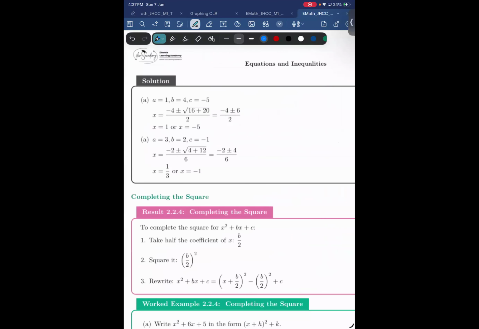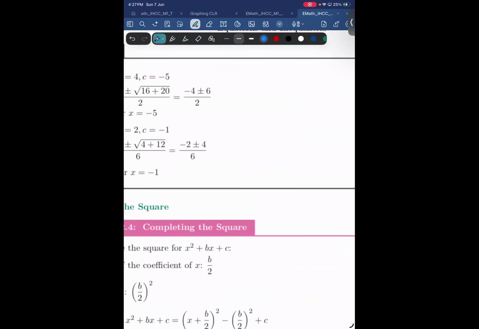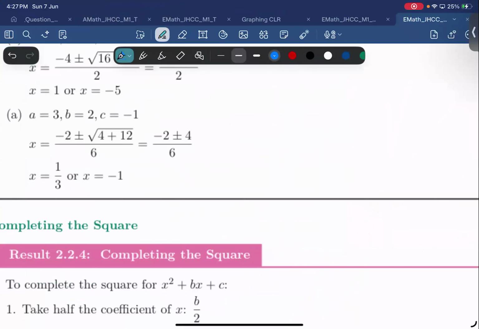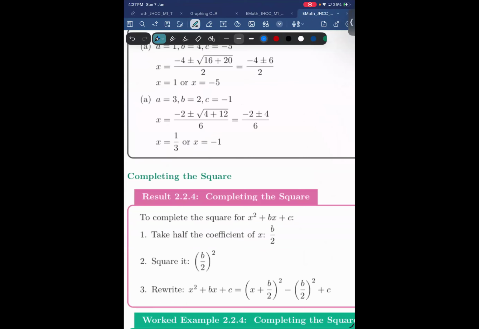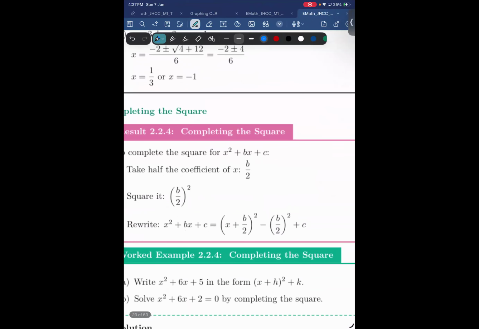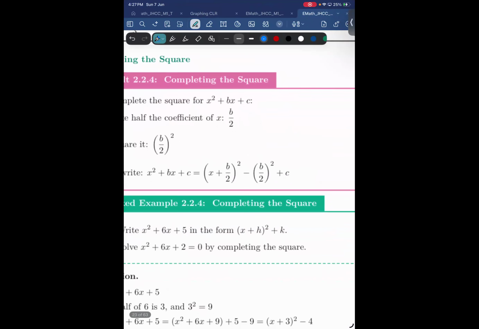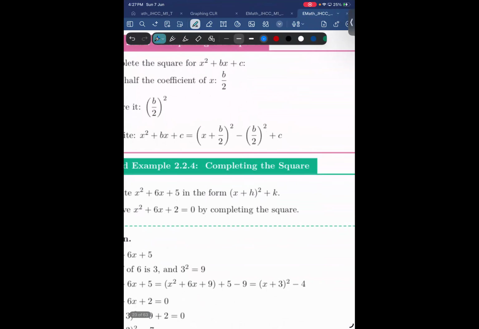Usually you use the formula when you don't have a nice answer, but of course you can use it when it's nice. Typically you will try to use the cross method first, and if you cannot, then you use this formula. Then let's start completing the square. We already covered this, so let's speed through it. But you can use completing the square to solve an equation.